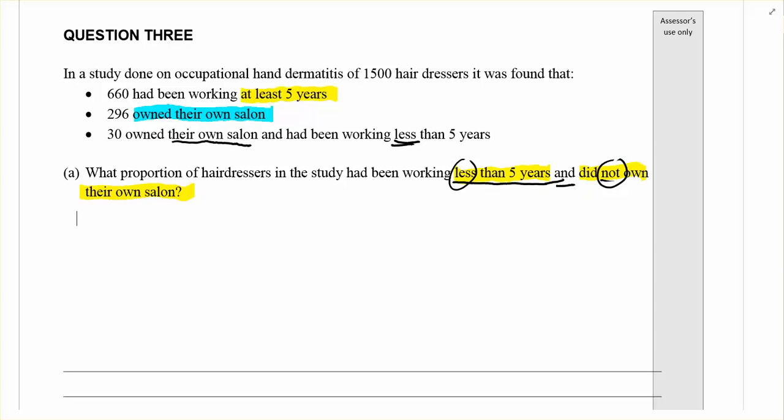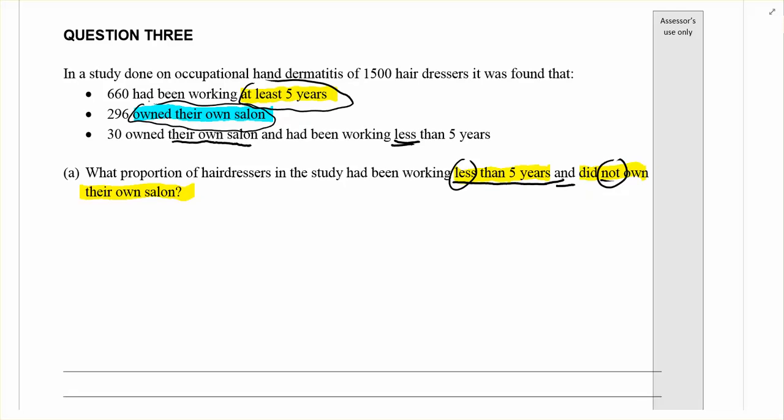And the only reason you go away from a two-way table is if you've got more than 2 category variables. But we've only got 2 here. What are they? Well, it's whether you've been working at least 5 years. It's one category variable, and the other one is whether you own your own salon or not. So that's 2 category variables. So we don't need to worry about the 3-way Venn diagram because we've only got 2 things.